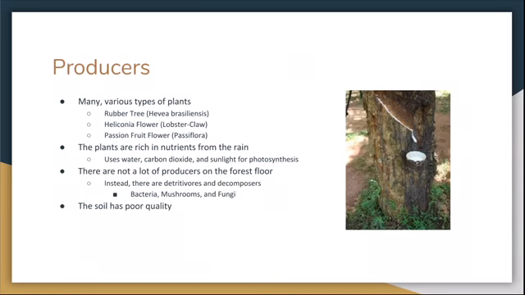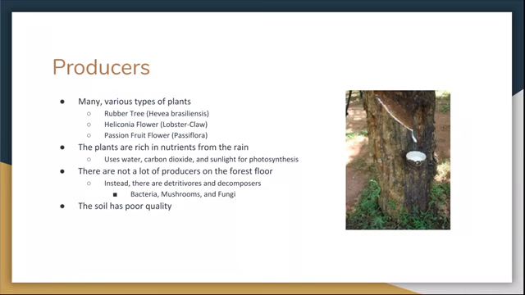throughout their lives. This brings us to the category of producers, which are the plants and many things that butterflies get their nourishment from. So the many various types of plants found in the rainforest, there are 3 examples in my slide. The first one is the rubber tree, or Hevea brasiliensis. The heliconia flower, or lobster claw, or the passion fruit flower, or passiflora.